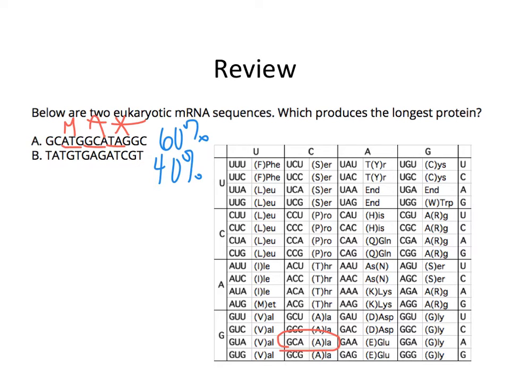What about the second, letter B? First ATG from the left, the 5' end, M, and then a stop codon, TGA. So A produces the longest protein. Okay. That's it for the review, right? Just simple, here's a messenger RNA sequence, translate it.